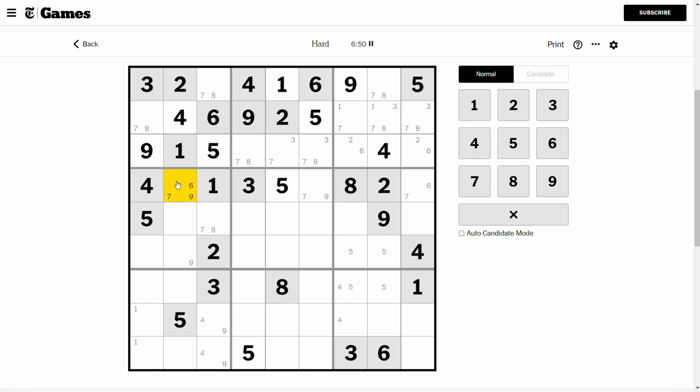The digit 3 in block 4 is forced into one of these two cells.